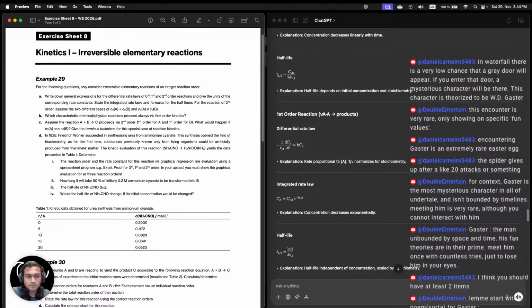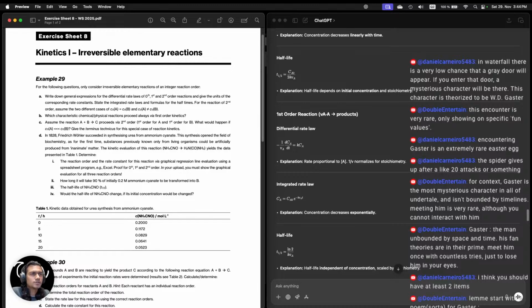In the waterfall, there's a very low chance that a gray door will appear. If you enter that door, a mysterious character will be there. This character is theorized to be W.D. Gaster.